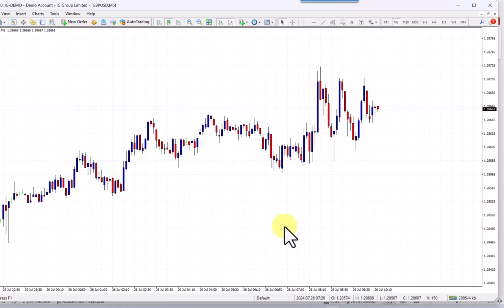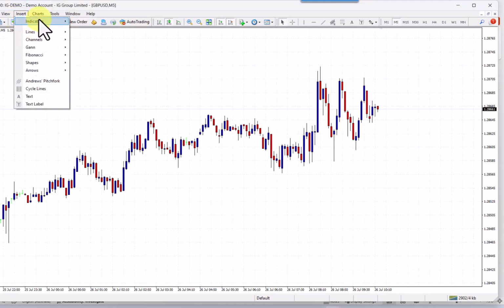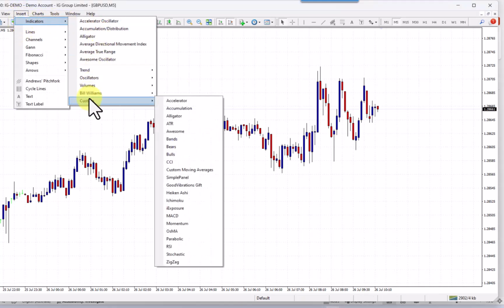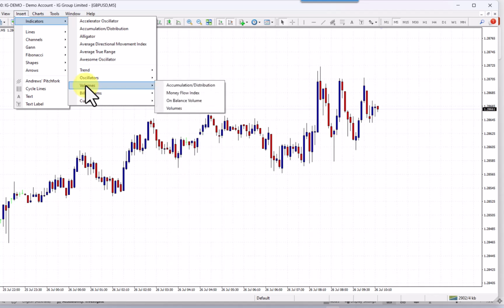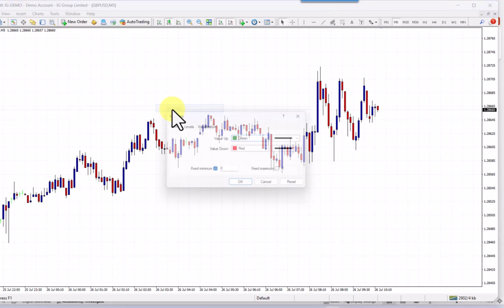Okay, so here's a 5-minute chart of the pound. It's current, it's a live chart. And what we're going to do now is we're going to add the volume indicator. So I go insert indicators, and we have a special section in MT4 and MT5 for volumes. You go and you load the volume indicator.